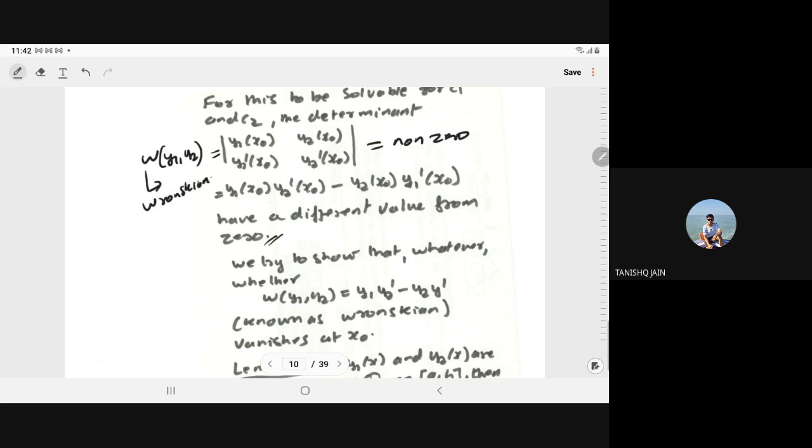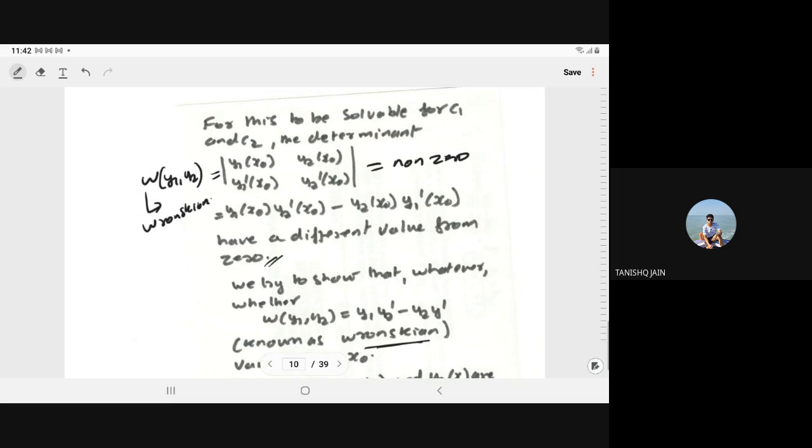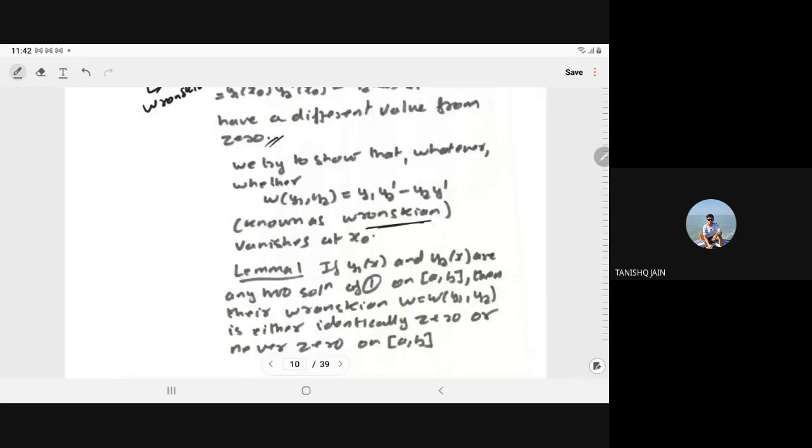So W is equal to the determinant of y1, y2, y1 dash, y2 dash, and it is known as the Wronskian. Here we try to show whether the Wronskian vanishes at x naught or not. So now we have to check whether this Wronskian is non-zero or zero.